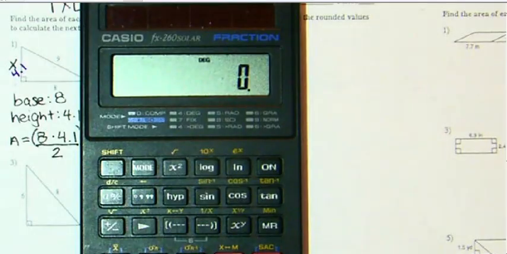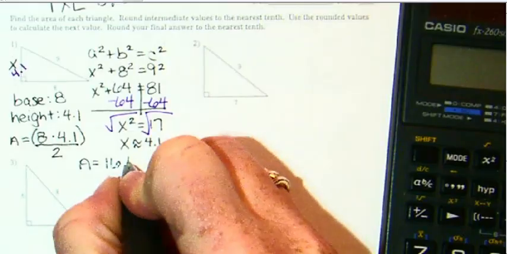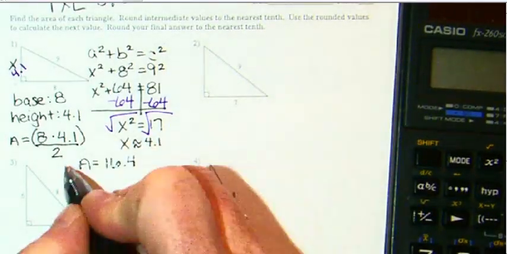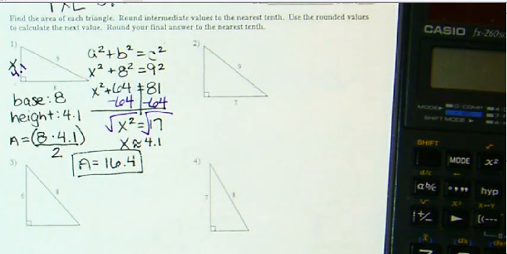So go back to your calculator, 8 times 4.1, and I'm pressing equals to get 32.8. That's the base times the height. Now we're going to divide that by 2, and that will give us the area of our triangle, which would be 16.4. So your area for number 1 equals 16.4. Go ahead and box in or circle your answer so we know where it is.